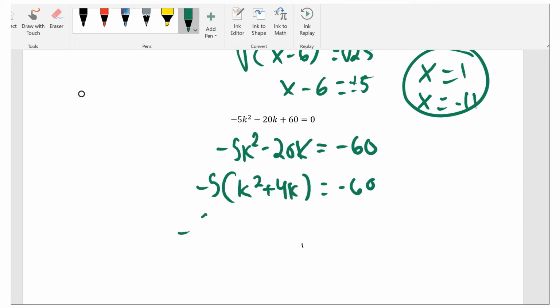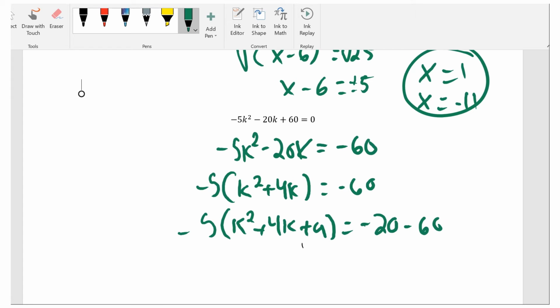So you're going to get negative 5 times k squared plus 4k. Half of 4 is 2. 2 squared would give me 4. So you're going to say plus 4. Here's the kicker. If we add 4 to this side, we got to add 4 to this side, but you're adding 4, and you also have to multiply it by this negative 5 because we're distributing that. So we're going to add negative 20 to both sides.